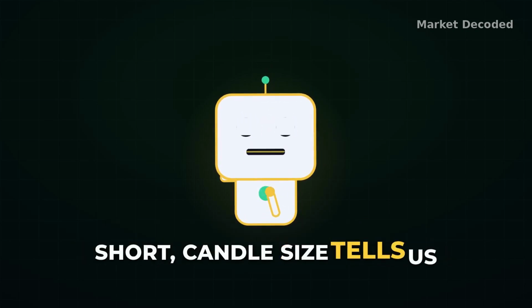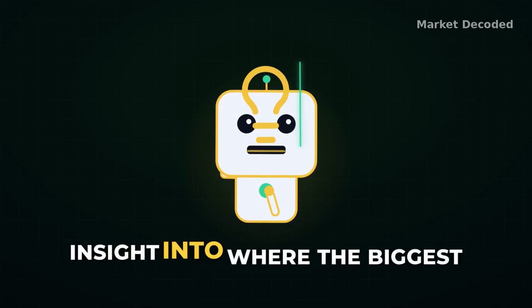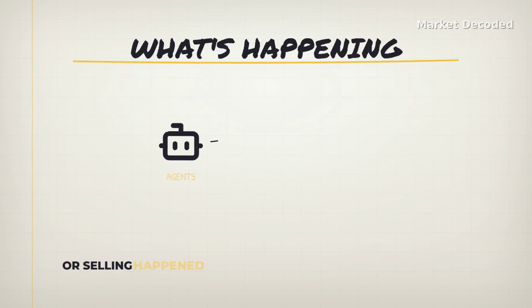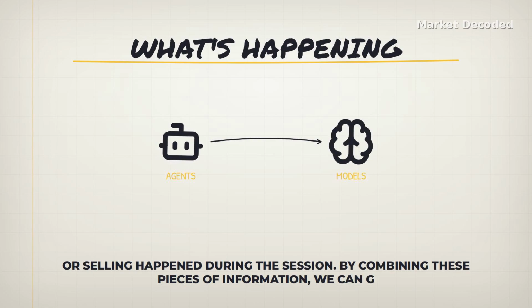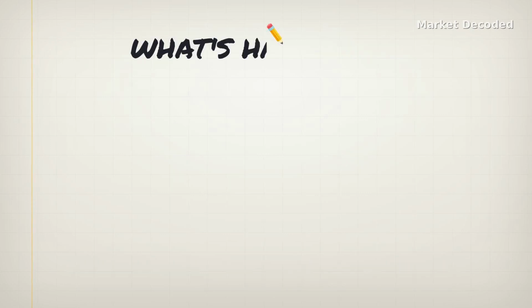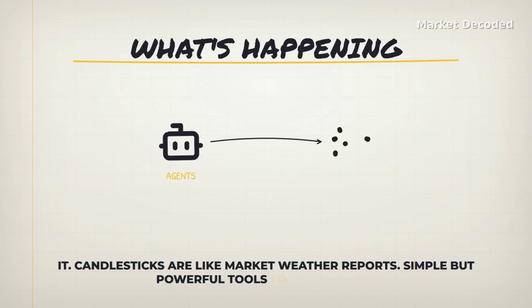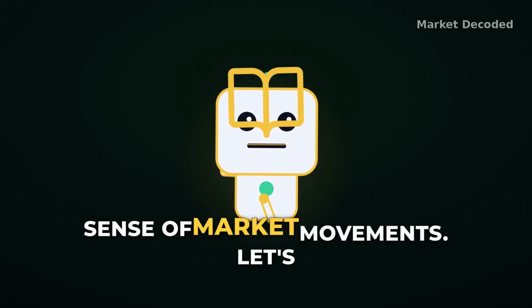In short, candle size tells us how much the price moved, and wick length gives us insight into where the biggest buying or selling happened during the session. By combining these pieces of information, we can get a clearer picture of what traders were doing on any given day. So there you have it. Candlesticks are like market weather reports. Simple, but powerful tools to understand where the market has been and might be headed. These little bars aren't just pretty pictures. They tell a story that can help you make sense of market movements.